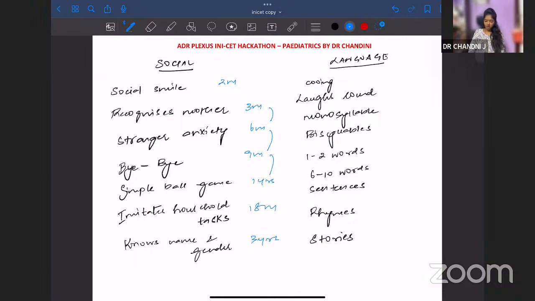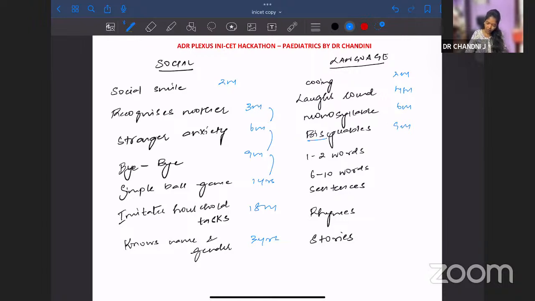This is social. Now coming to language: cooing sound, ooh, ah sound. That kind of sound the baby makes around 1 to 2 months itself. Laughs out loud by 4 months. Monosyllables means ba, da, ba. Like that the baby will start speaking, around 6 months. Bisyllables means mama, dada, papa. So 2 syllables it will include, at 9 months.